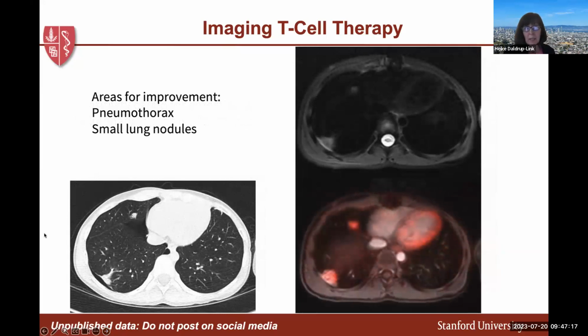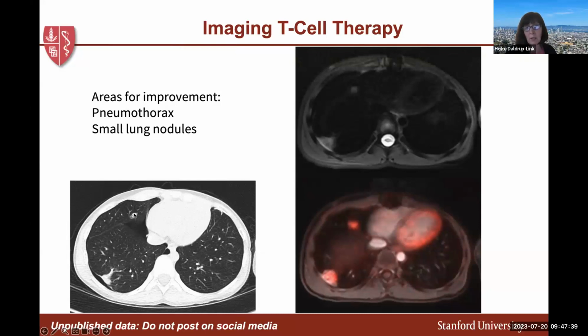Here's a limitation that we see. Obviously, we do have a detection limit. We can detect pulmonary nodules still much better on the CT than MRI. And also we have a problem detecting pneumothoraxes, which sometimes require intervention. So it is clinically necessary to detect a pneumothorax.